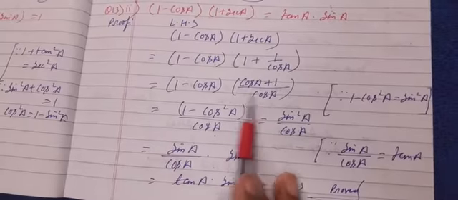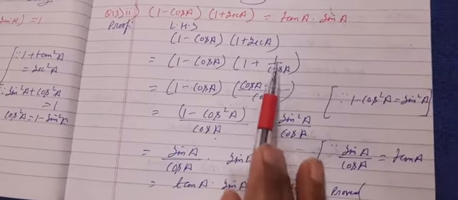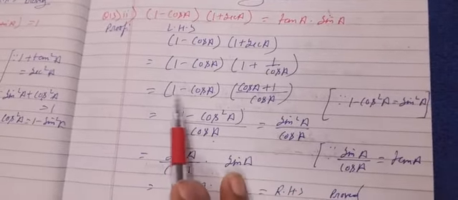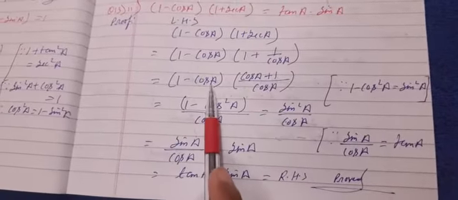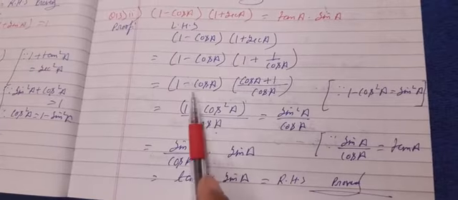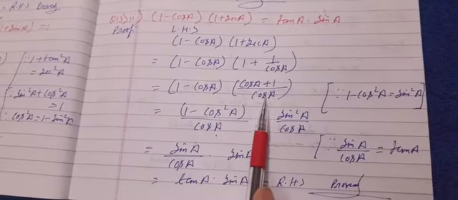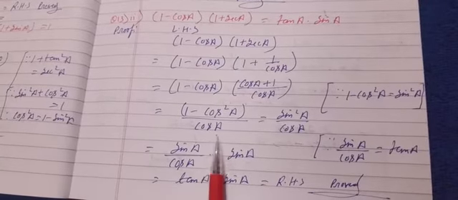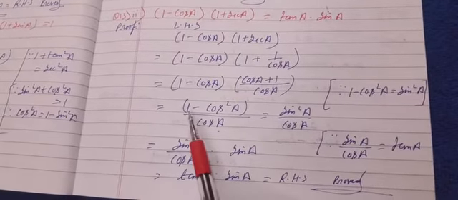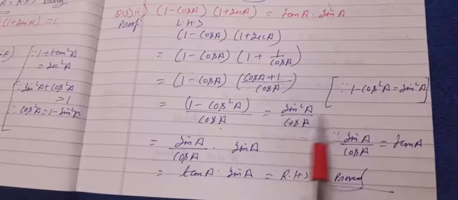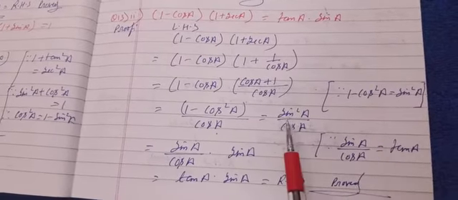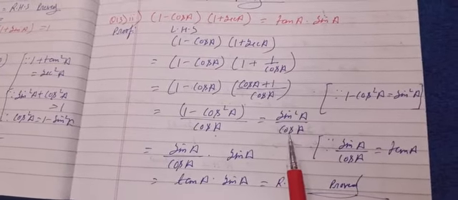Then taken its LCM, that is cos A, and here is cos A plus 1, and there was already 1 minus cos A. If you see, this is 1 plus cos A and this is 1 minus cos A. So A plus B, A minus B, so this one is 1 minus cos square A, and this is cos A. And we know that 1 minus cos square A is equal to sin square A. I have shown here sin square A upon cos A.